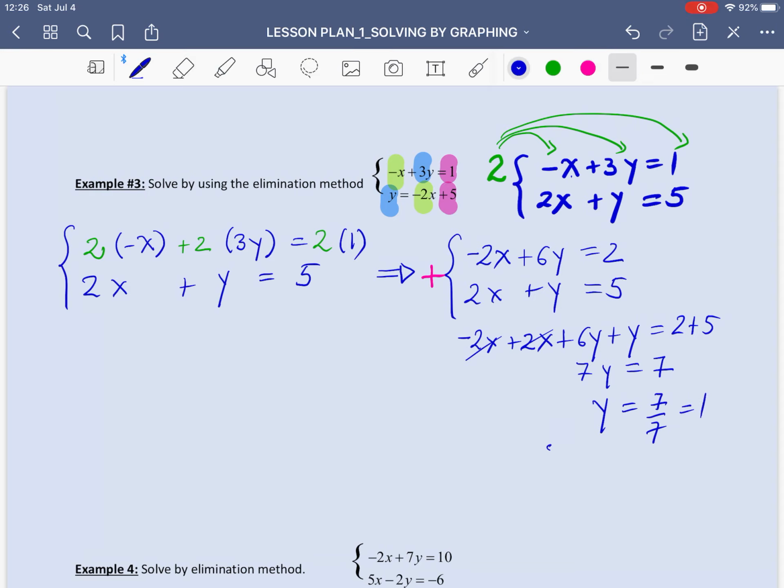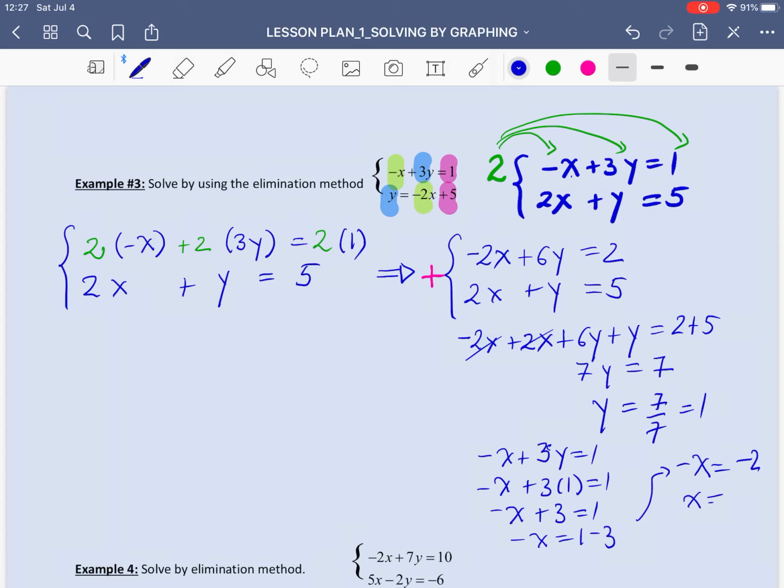So for the x variable, we can use any equation we would like to. Okay, we choose. And I would use the equations in the given system, and I really like this one because it doesn't have a lot of work to do. And we have in there negative x plus 3y equals 1. Negative x plus 3 times 1 equals 1. And negative x equals 1 minus 3. Negative x equals negative 2, and x equals 2.